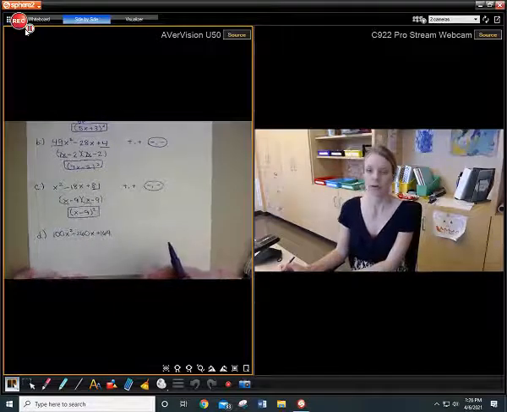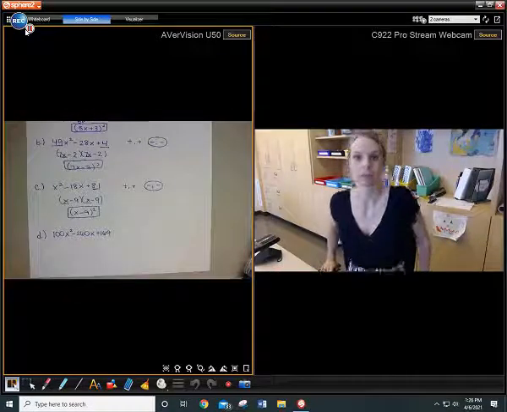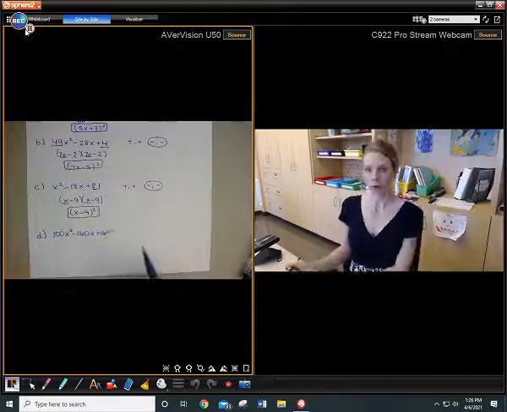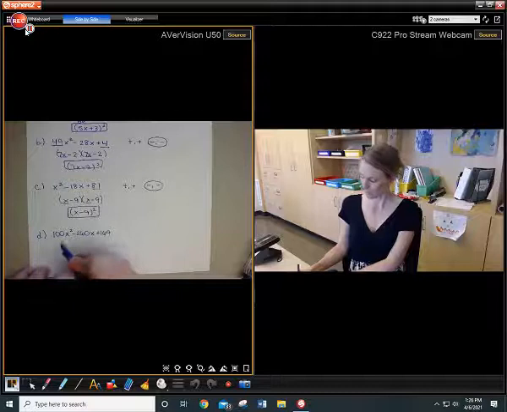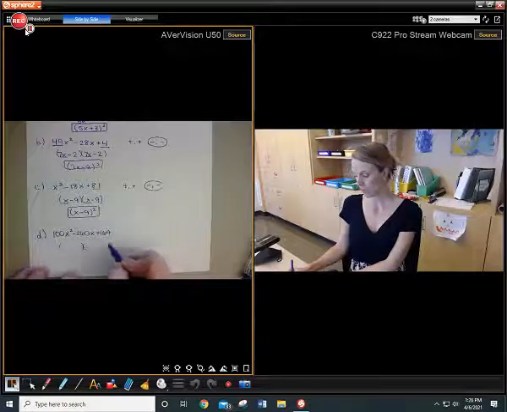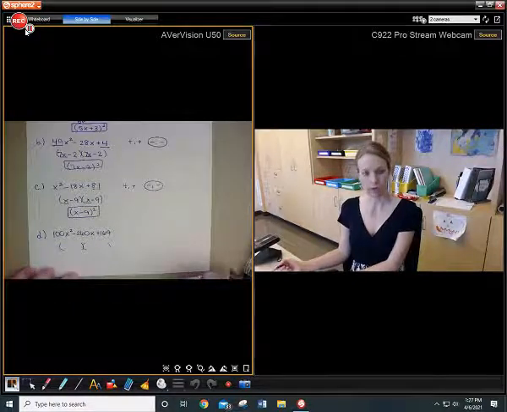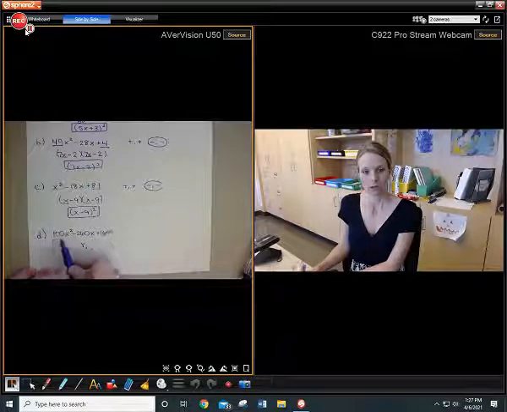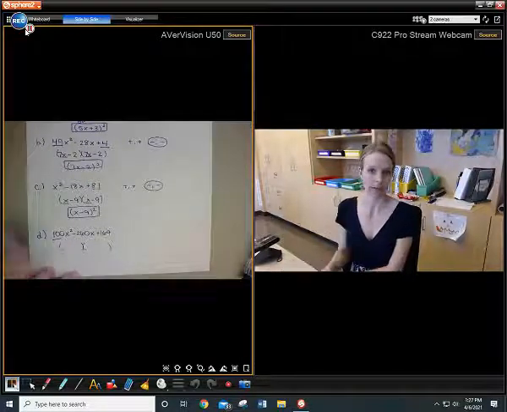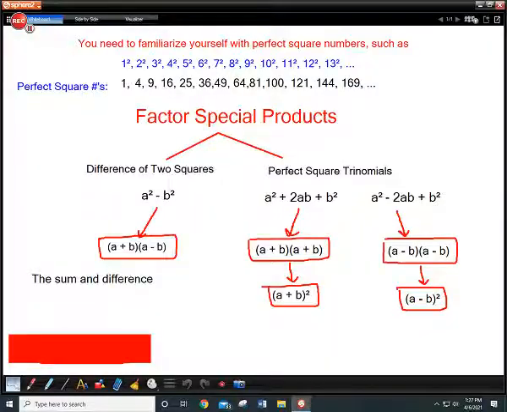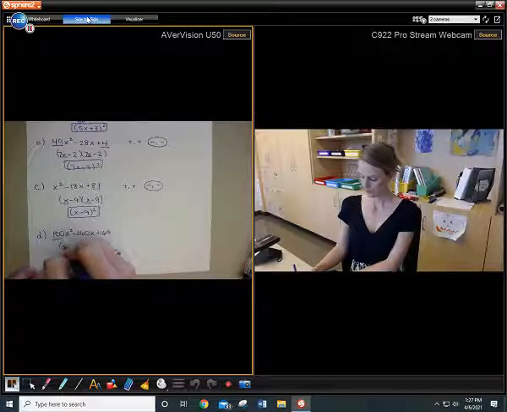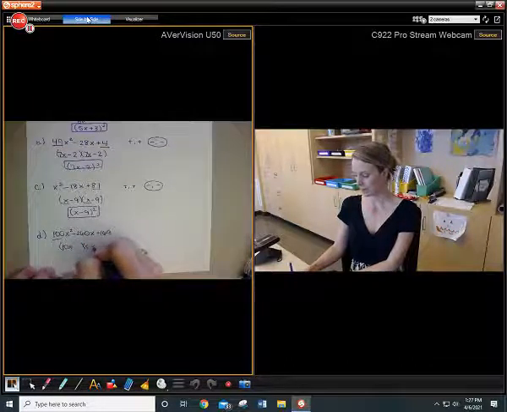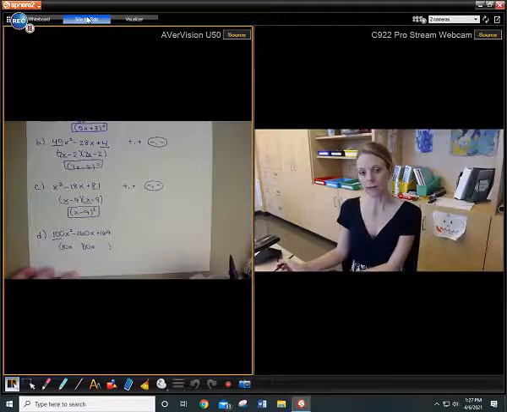Okay. If you don't recognize the special patterns, you might be creating more work for yourself later on in the week, okay? So let's look at this one. You know it's going to be a perfect square trinomial because that's the goal of the lesson. What number did we square to get 100? We squared the 10. Okay, so I'm going to put a 10x times a 10x, so that gives me the 100x squared.